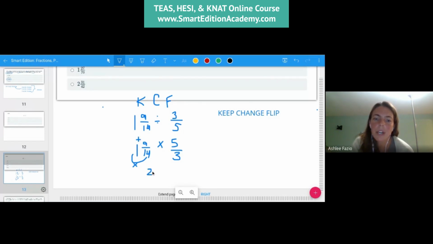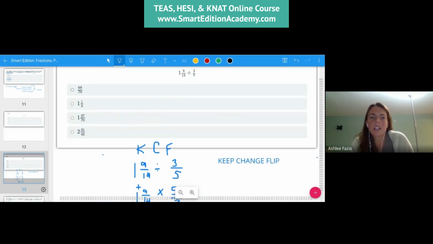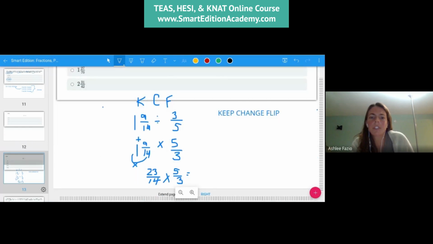So basically what we have is 23 over 14 times, sorry about that, times 5/3. Okay, so take a second and, if you haven't already, go ahead and multiply across the top and across the bottom. And once you get your answer, check and see if it's one of the solutions. And if not, then we might have to convert a little further.